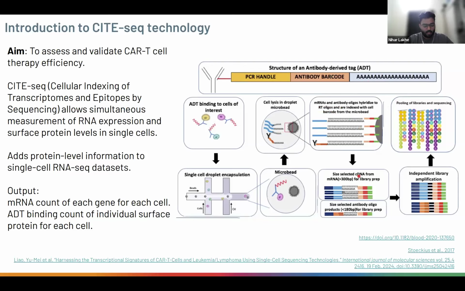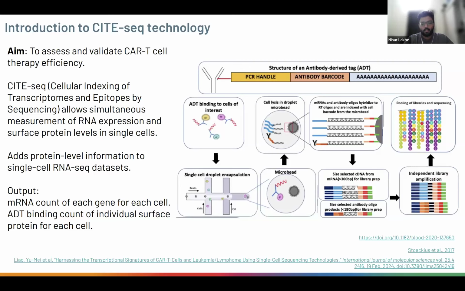Once the mRNA and ADT hybridize to the RT oligos, they are processed for reverse transcription and we get cDNA. The next step is user specific, in which cDNA from mRNA and ADT can be separated based on size. Once the library is prepared, amplification is done independently. Amplified libraries are pooled and sequenced. So after sequencing, we'll get an RNA-seq FASTQ file and an ADT FASTQ file.